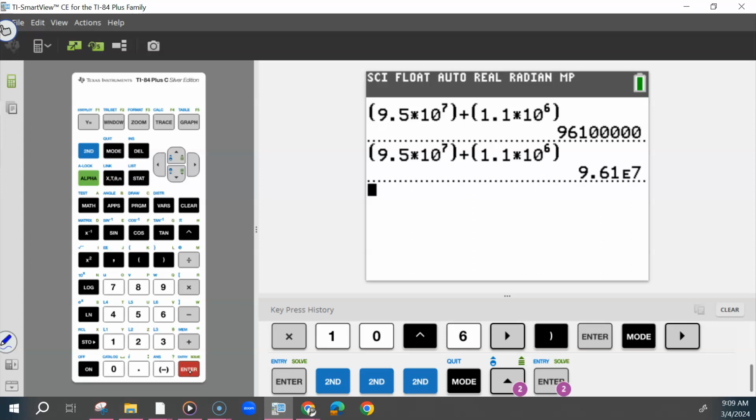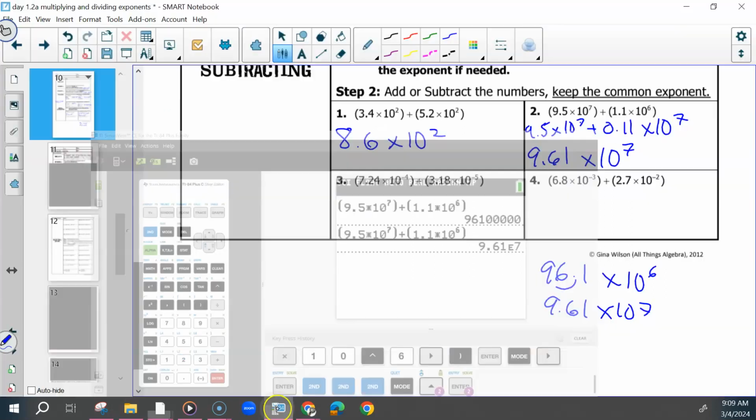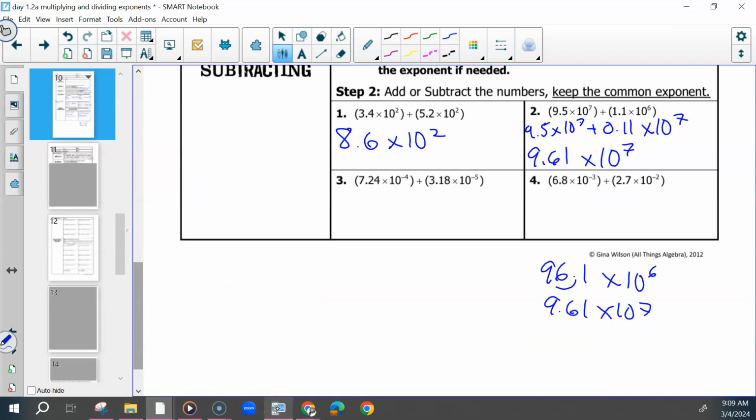Did we want to see 3 or 4 before we go on to subtracting? Which one? 3. Okay. So we'll do 3 and then go on to subtracting. So we have 2 different exponents again. If we change this exponent to become the smaller one, we don't have to do double the work. So by changing this to -4, we're going up 1. So we're adding 1. So we would move this to the left.